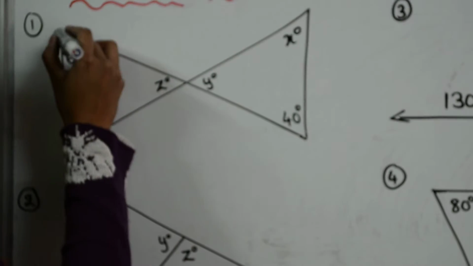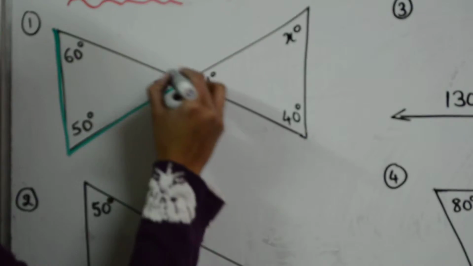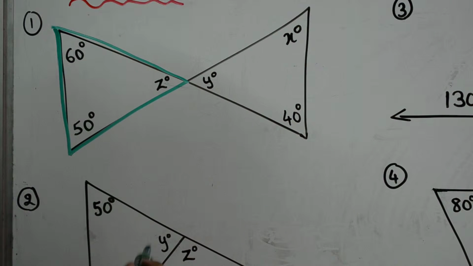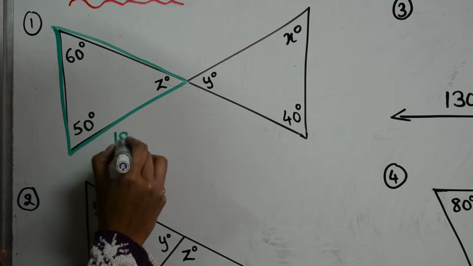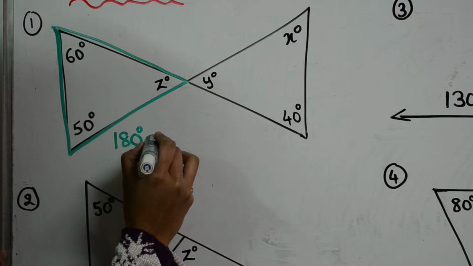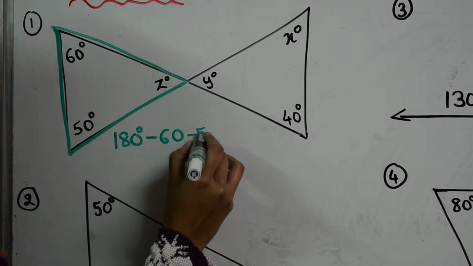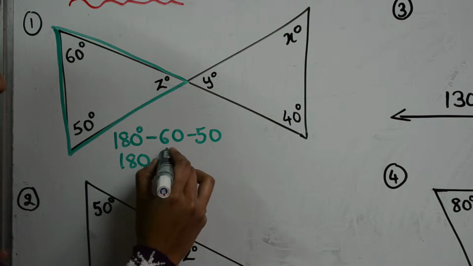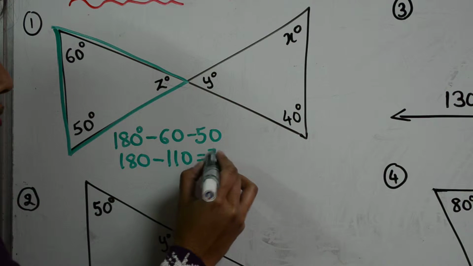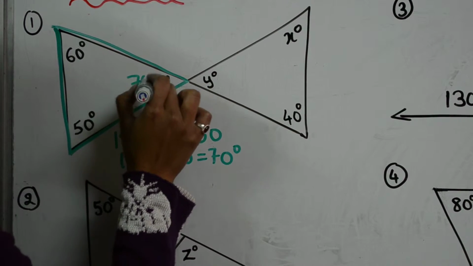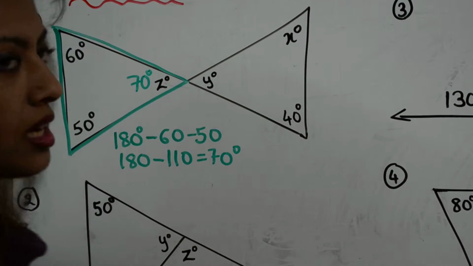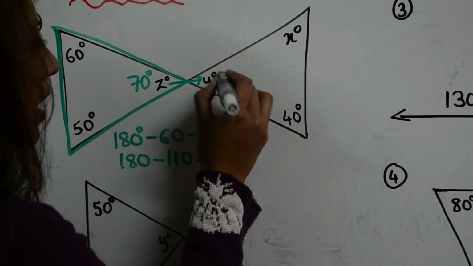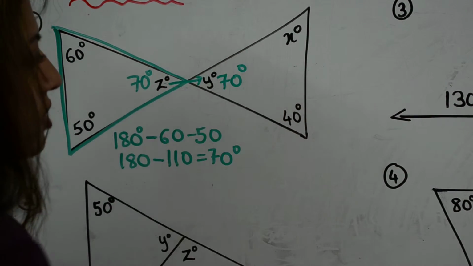So here I will be taking the first one. I have 60 and 50 and I have one missing angle. So I will add up with 180 minus 60 minus 50. So that gives me 180 minus 110 equals 70. Now when I have this one as 70, we know that vertically opposite angles are equal to each other. So I also have this one as 70.